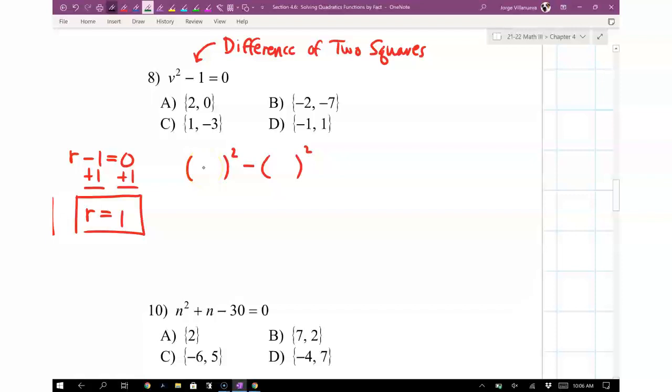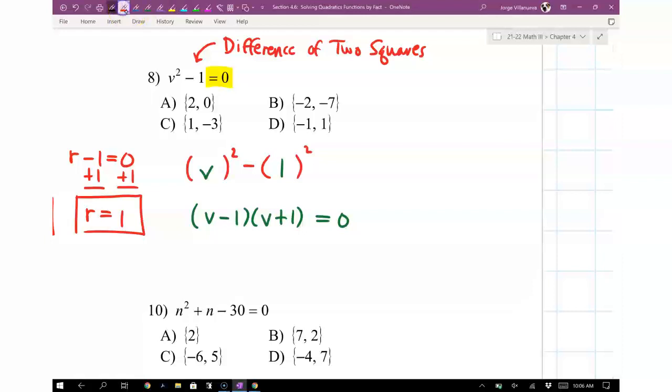Anybody know? Just a v. What number do I square to get a 1? A 1. So all you have to do is write v minus 1, v plus 1, and then don't forget to put equals 0. Again, why do we put equals 0? Because that's what the problem wants us to do. Anytime something is set equal to 0, they want you to solve. Okay? So we're going to solve.